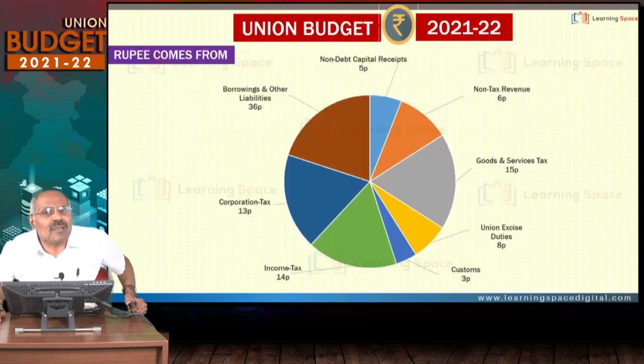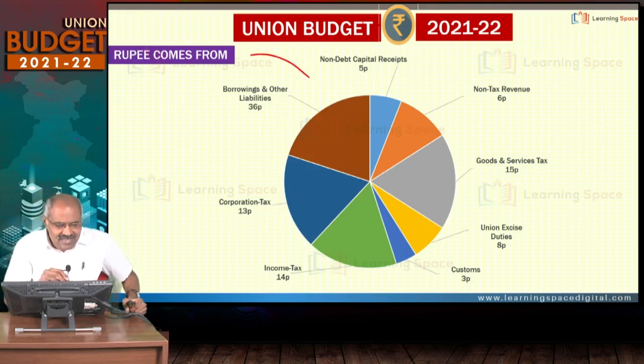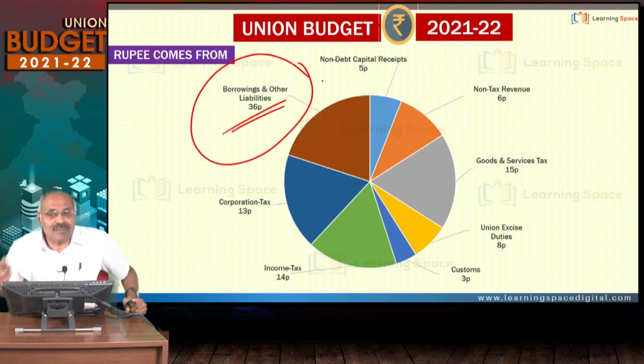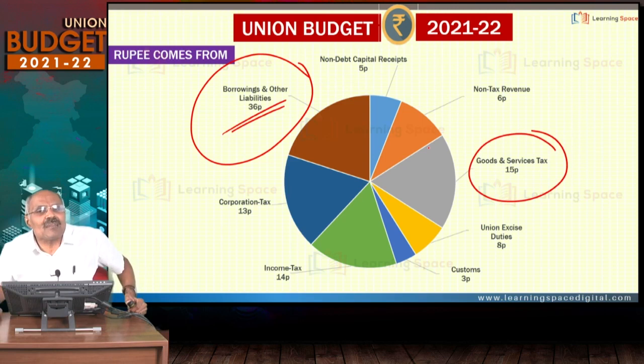I have already explained at the beginning, friends, where the rupee is coming from. One important aspect is borrowings and other liabilities. They are 36 paise. Please don't forget. Out of each rupee, 36 paise is coming from borrowings and other liabilities. And goods and services tax is accounting for just 15 paise.